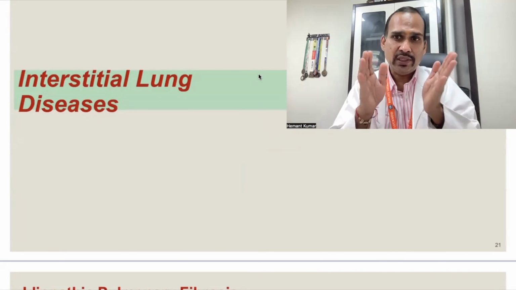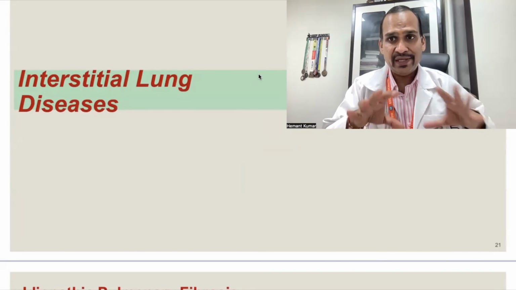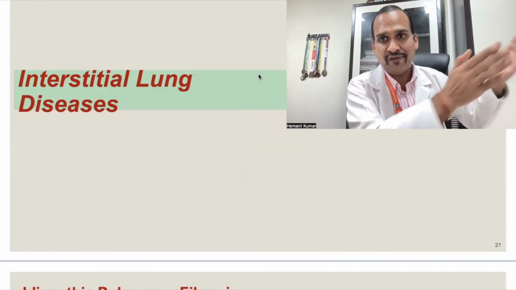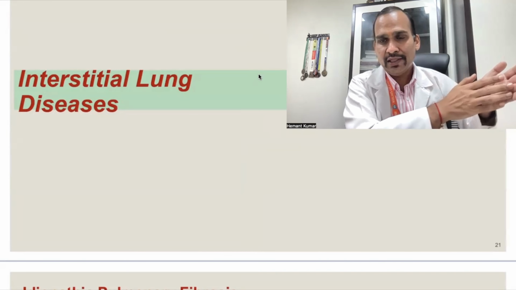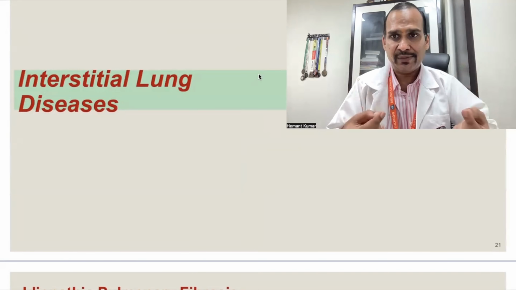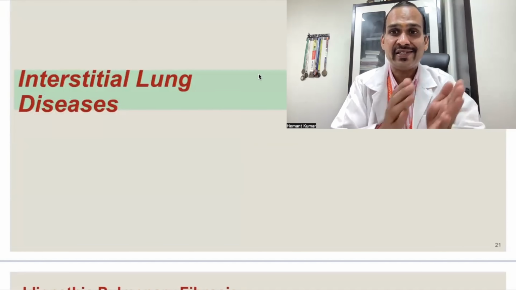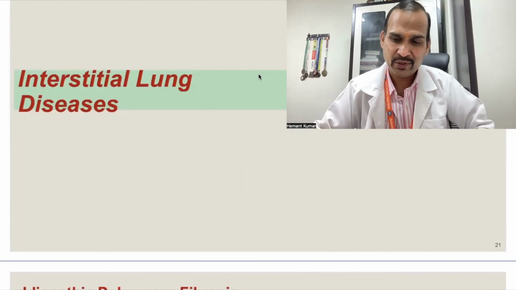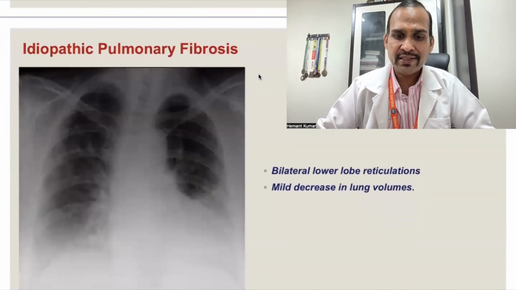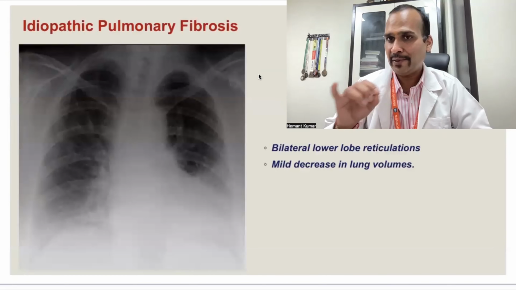Okay. So in normal lungs, we cannot appreciate interstitium in the lateral one third on chest X-ray. So in any case, if you are appreciating interstitium or reticular pattern in the lateral one third, it means interstitium is prominent. Okay. So an important disease in interstitial lung disease is idiopathic pulmonary fibrosis.